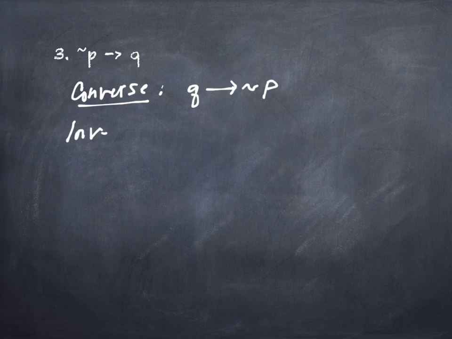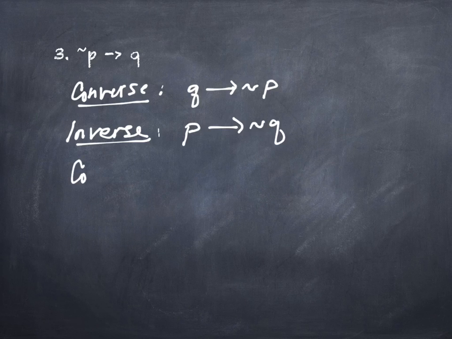How about the inverse? What would it look like? Good. So I take the original statement and I negate each part. So if I negate tilde P, that is just P, right? Right here. And if I negate Q, that's going to be tilde Q. Looks good? And then the last one is the contrapositive.